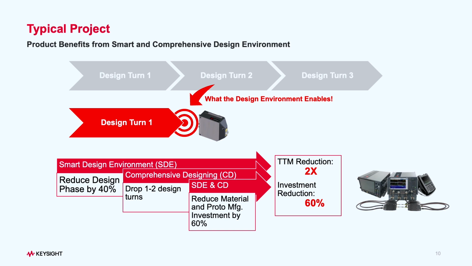So if we look at this and just at a typical product, we're going to reduce each design phase by 40%. We're going to drop turns because of the comprehensive nature, simulating what we get. Rolling both of those in, we're not only going to get products out, time to market, much quicker and twice as fast, but we're also not going to need to spend as much time and material on doing each of these different design turns, so we can cut those out.